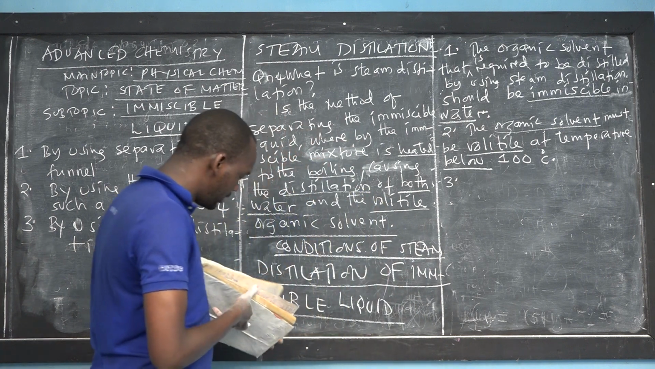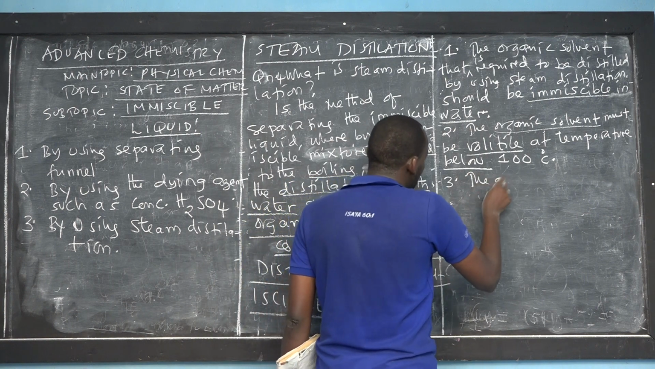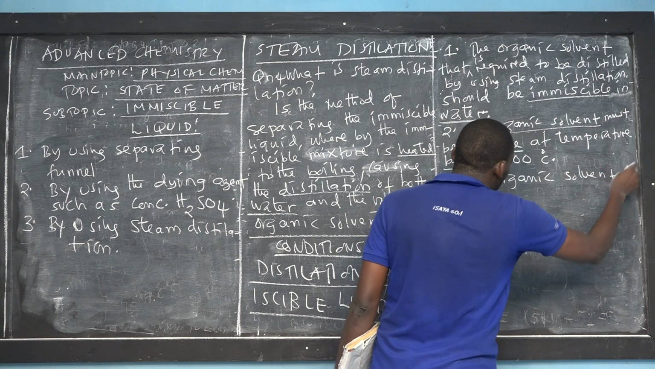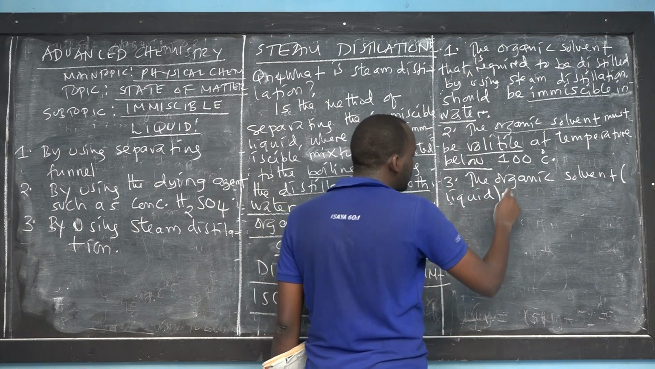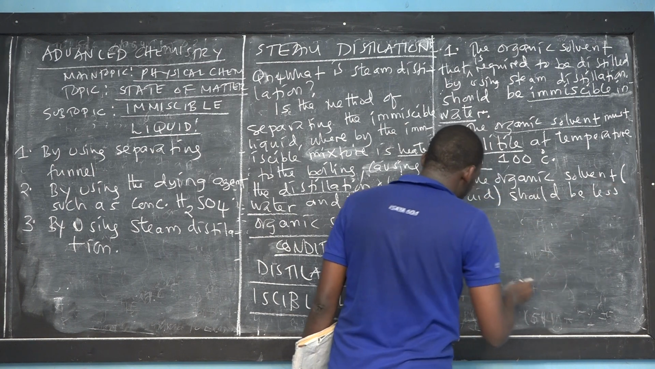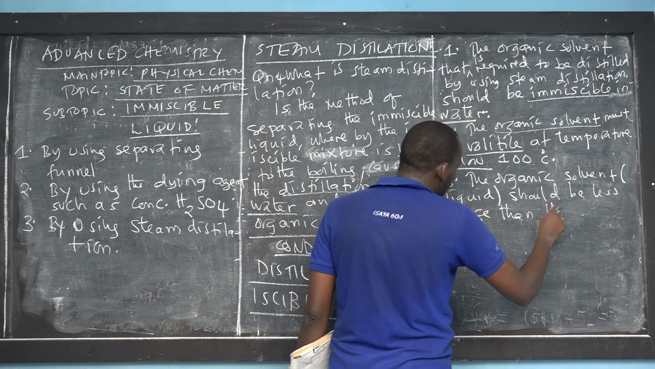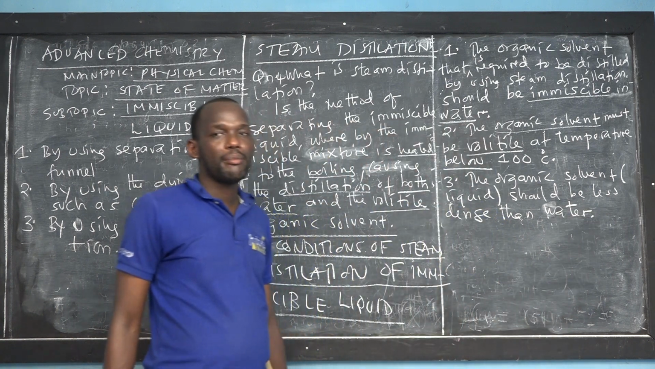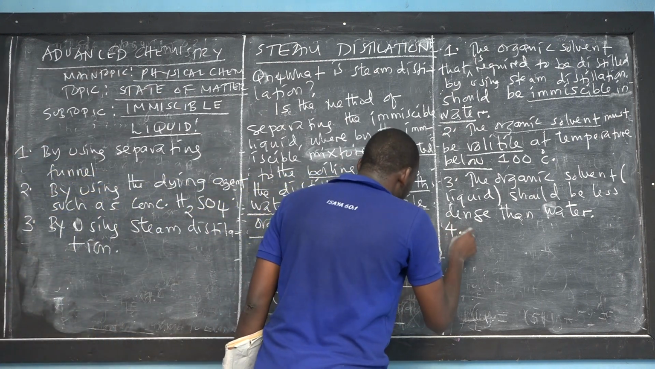Again, the third condition: the organic solvent, or in some of the references the other liquid away from water, should be less dense than water. Why? In order for it to float above the separating layer. That's the third condition.